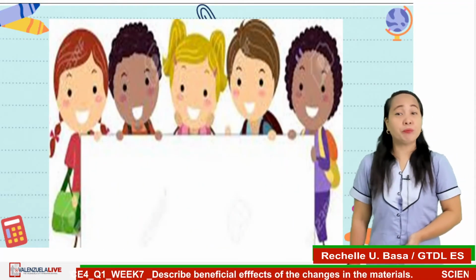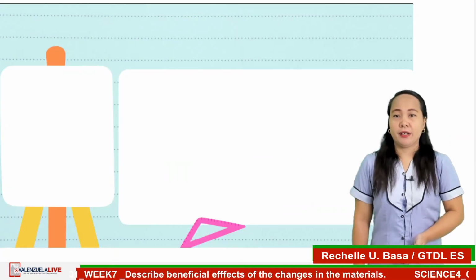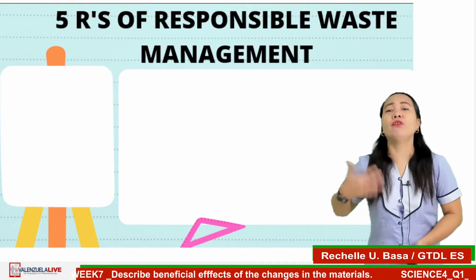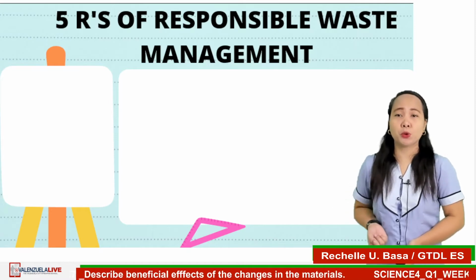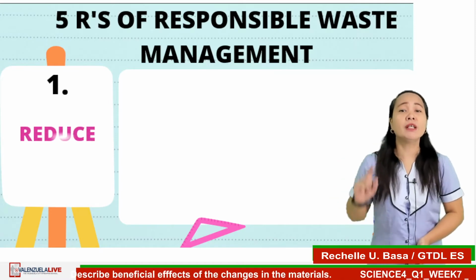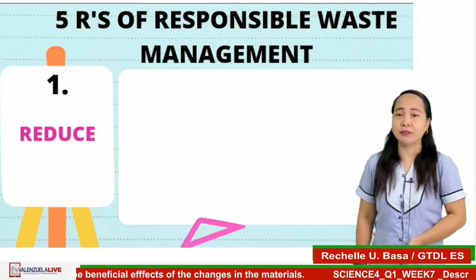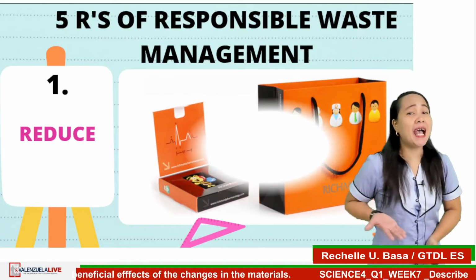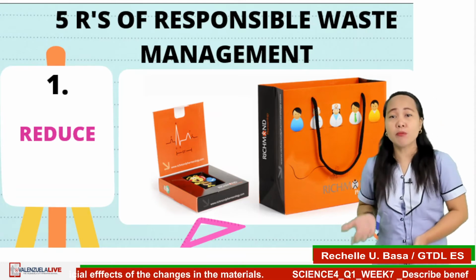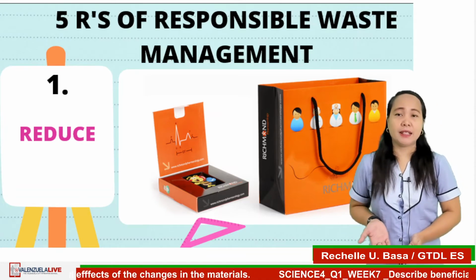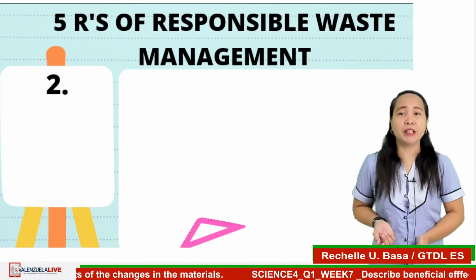Cite ways to improve the useful changes in the materials. There are different ways to improve the useful changes in the materials. And these are what you call the 5 R of responsible waste management. The first one we have reduce. Buy refillable containers, use cloth, eco bag, paper bag. That's for reduce. For number 2, we have reuse.